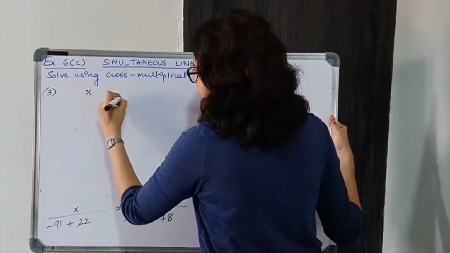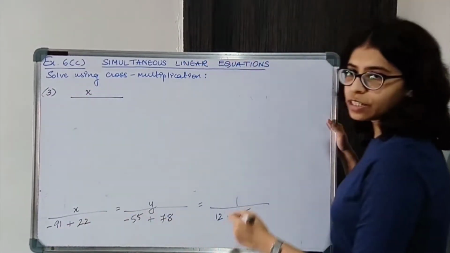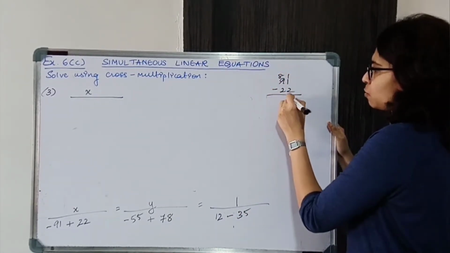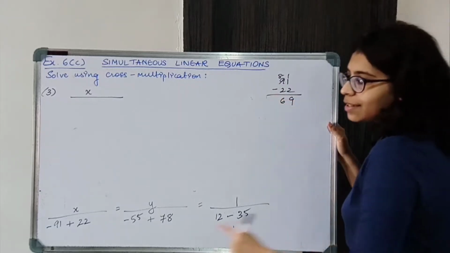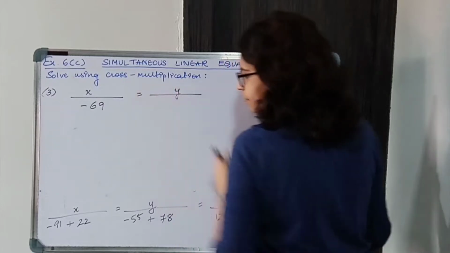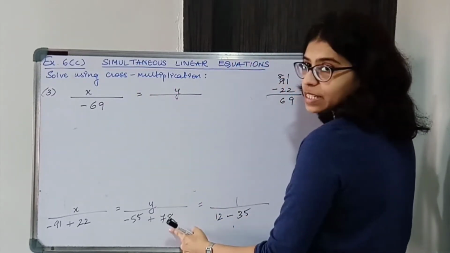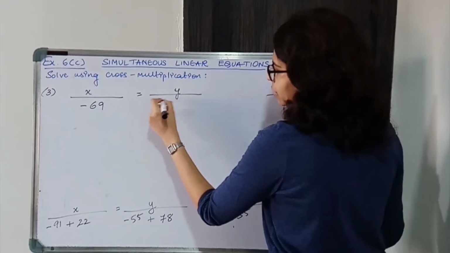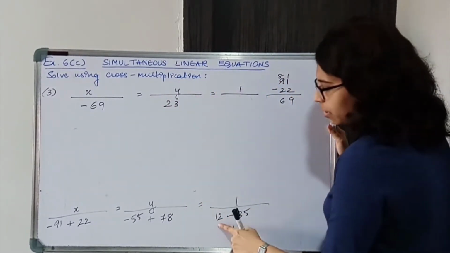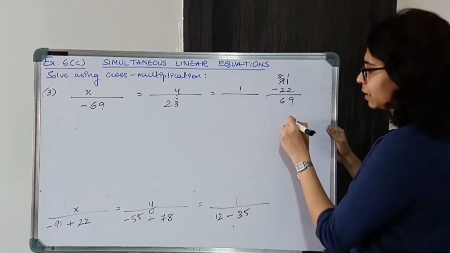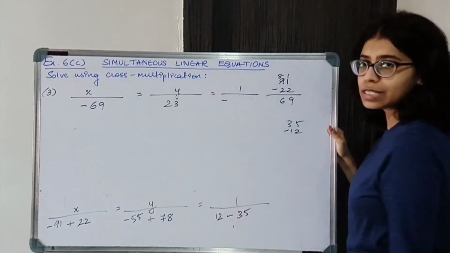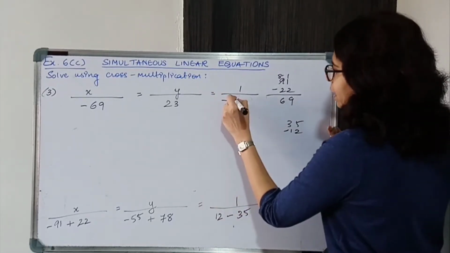So x upon minus 91 plus 22, so do 91 minus 22. So 11 minus 2 is 9, 8 minus 2 is 6. Greater number is negative, so negative sign. Minus 55 plus 78, so 78 minus 55, that will give 23, is equal to 1 upon 12 minus 35, so do 35 minus 12. Okay, and then change the sign because the greater number is negative, so we'll get 23.